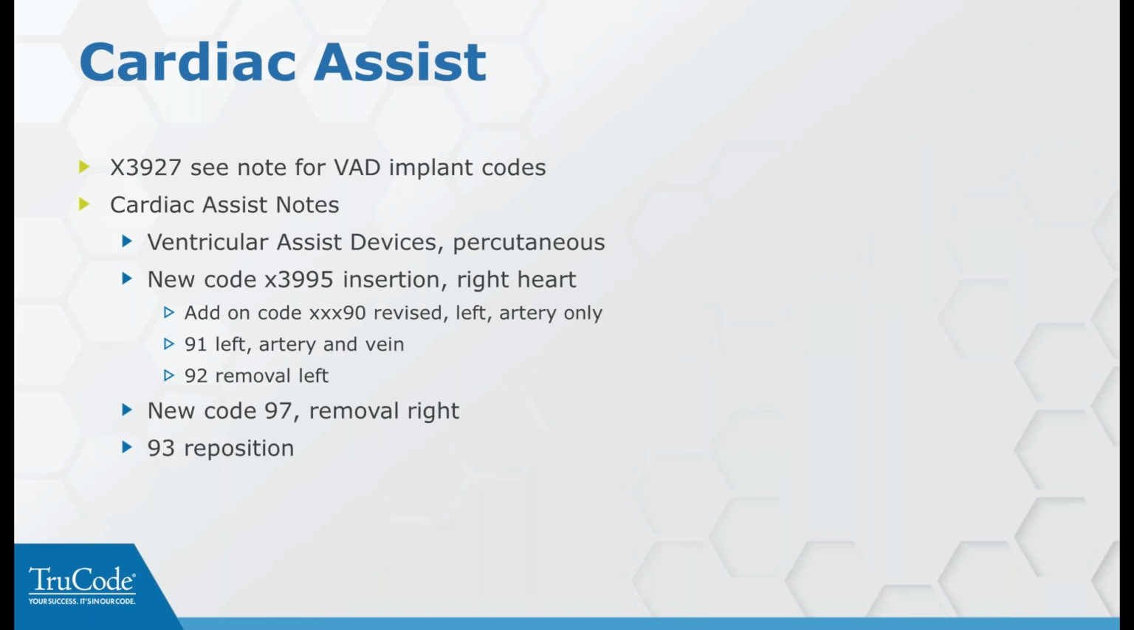And then the last one there is 33993. 33993 is a repositioning of a percutaneous right or left heart ventricular assist device with image guidance at separate and distinct sessions from insertion. So you can code the removal, you can code the repositioning if it's at a different session than from when they put them in.